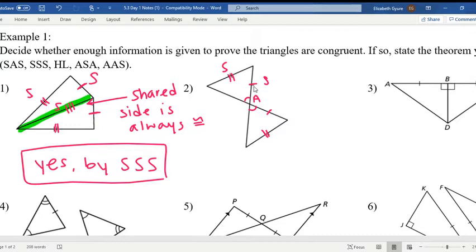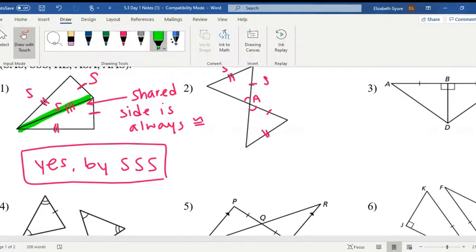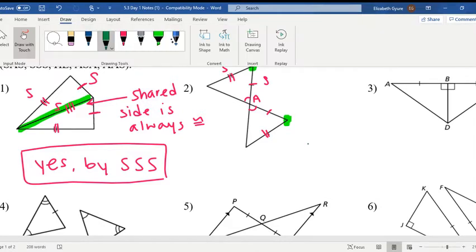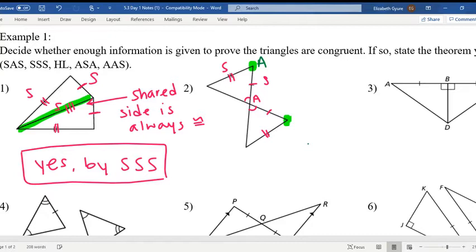No, this angle is not in the correct place. In order for something to be side, angle, side, the angle needs to be where those 2 sides meet. It would have had to be these angles, right? Think about if I put a little A there, then wouldn't you see side, angle, side? But that's not what I was given. I was given a vertical angle here.